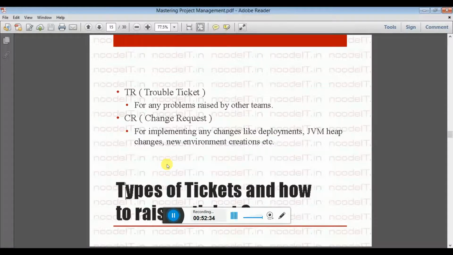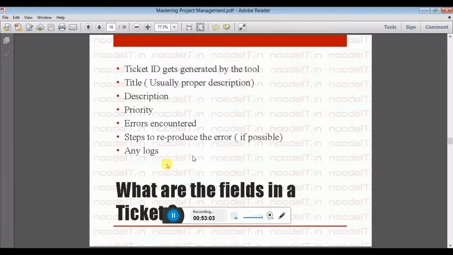As for the types of tickets, just now we saw there are TRs and CRs. TRs are trouble tickets for any problem. CRs are change requests for any change. For example, let's say you are deploying a new version of the application, or you want to change the Xmx value of the heap, or you are creating a new environment. These are all change requests because there is no problem. You are simply implementing a change. So CRs and TRs are the two types of requests.